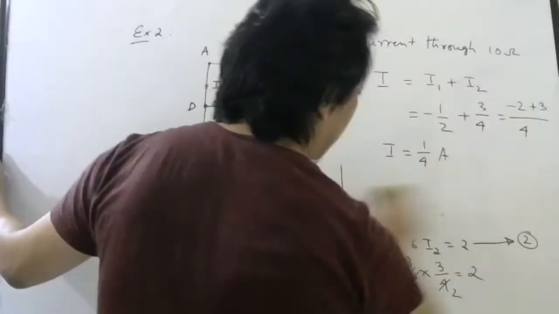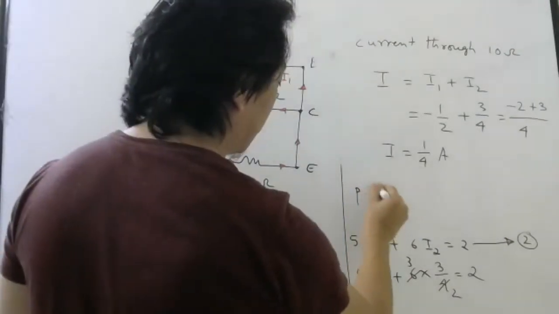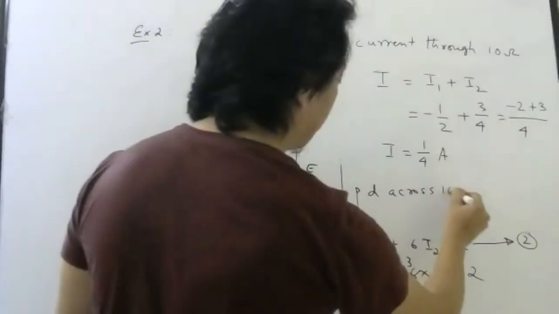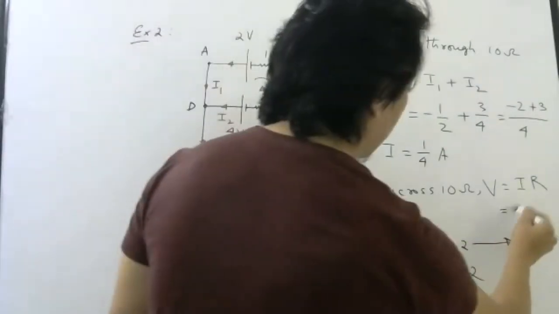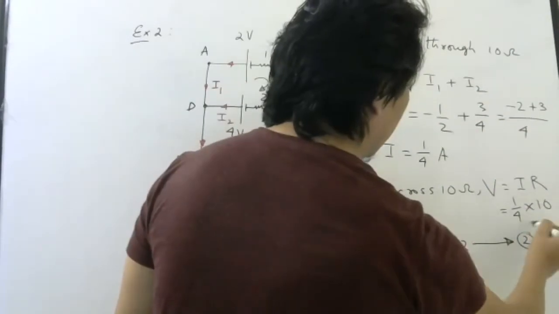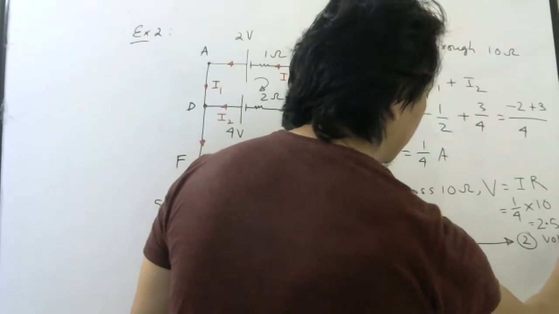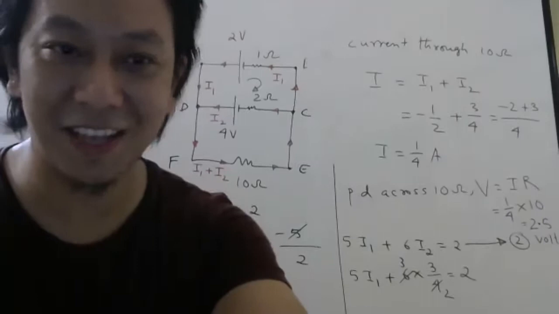And once you know current through a resistor, how do you find potential difference? So potential difference across which resistor they told? 10 ohm. V equals to, for this resistor I will write I into this resistor R. I is 1 by 4, R was 10. Oh wow, 2.5. So what did you see? Same answer or not? Same answer.